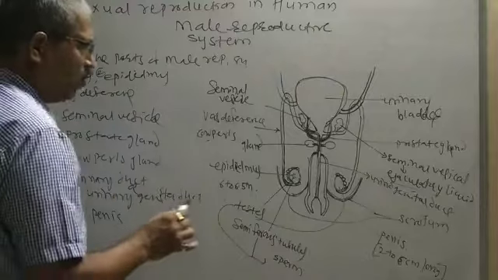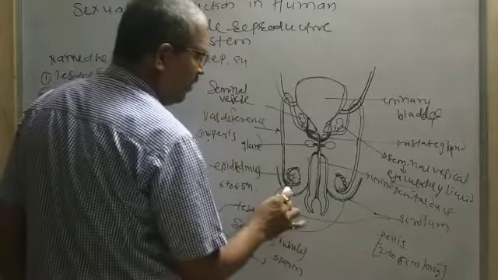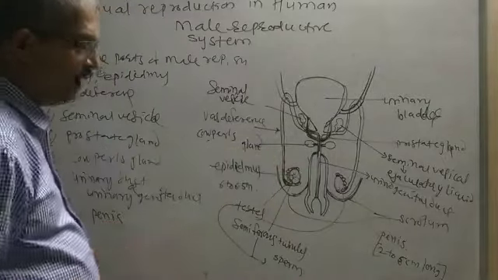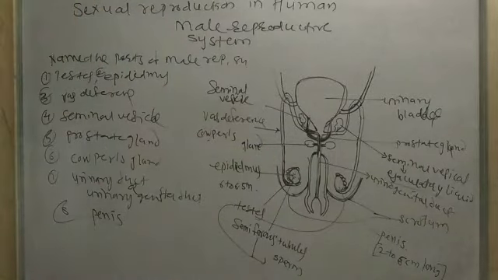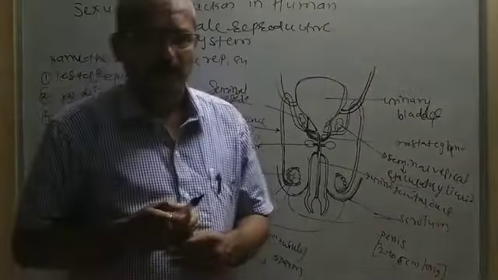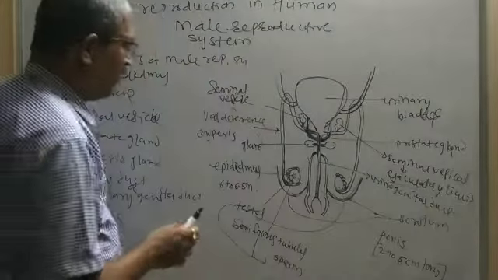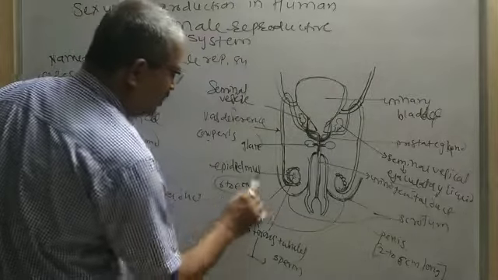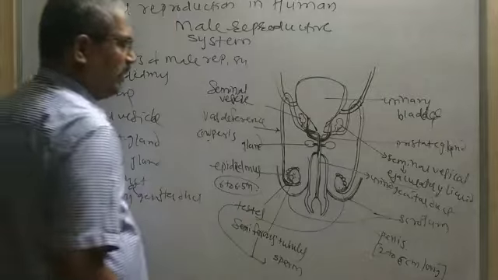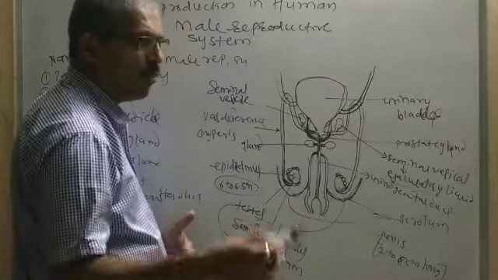What is the total length of this vas deferens? Or there is another question, how much distance is covered by the sperm cell in the male reproductive system? It is 6 to 6.5 meters. A distance of 6 to 6.5 meters is covered by the sperm cell.